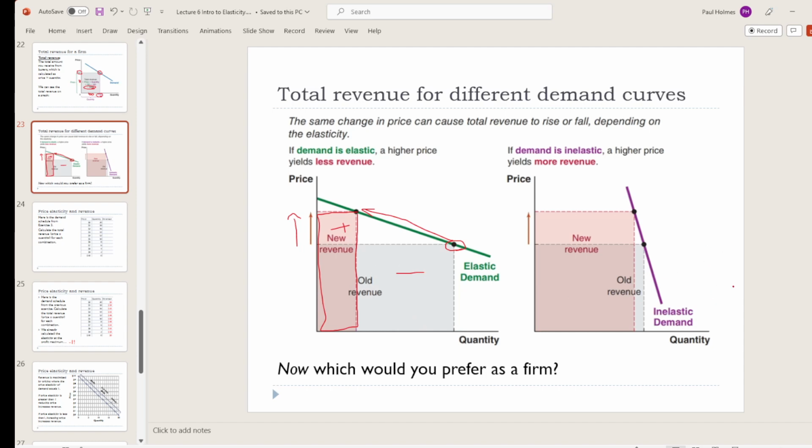On the other hand, over here within our inelastic demand curve, same increase in price, we get just a tiny decrease in quantity. And so we lose this part here, this amount of revenue, but we gain this big part of revenue. Hence, we're getting more revenue now when we raise our price. So this confirms what we'd seen before, that if we are going to be raising price, we would want our demand to be inelastic.